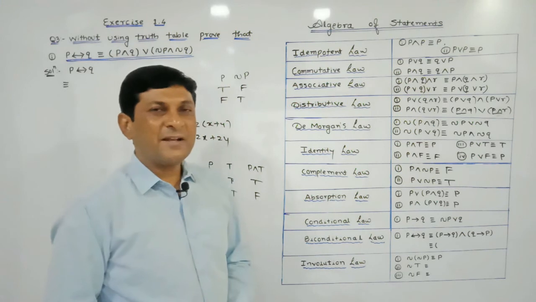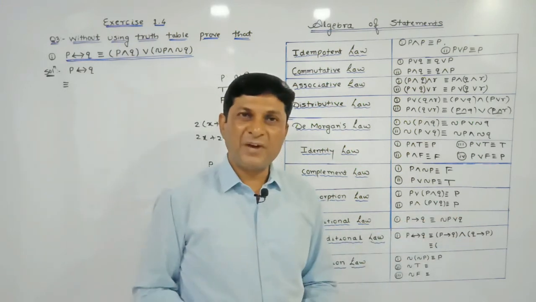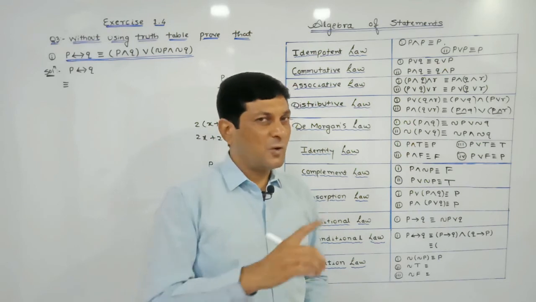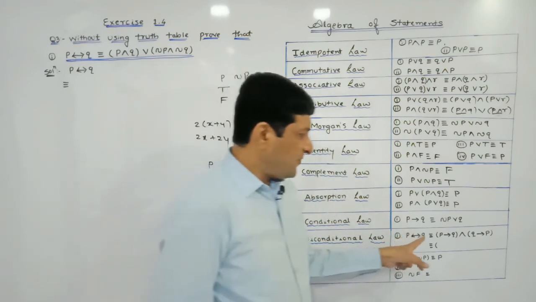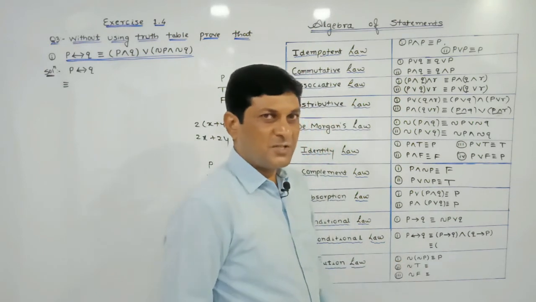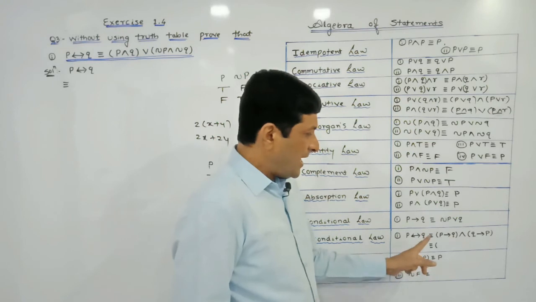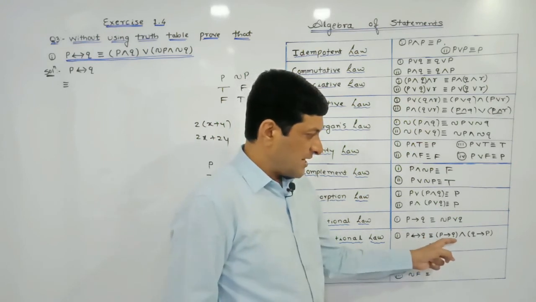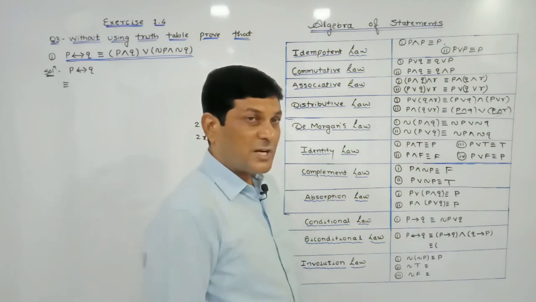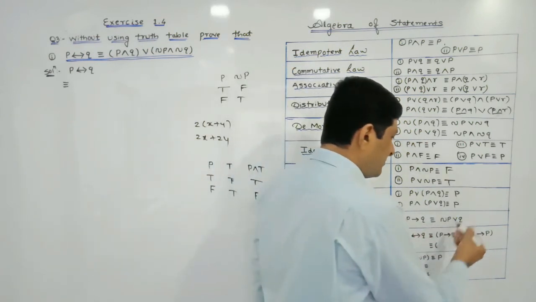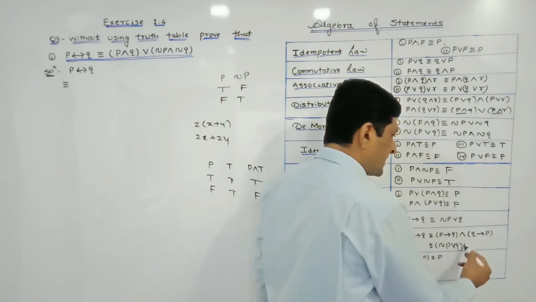Now conditional law. Already we have applied conditional law in the last exercise, that P implies Q is always equivalent to what? Negation P or Q. Now biconditional law. So P if and only if Q. Biconditional is denoted by what? Double implication. It implies that P implies Q and Q also implies P. Means it can be written as P implies Q and Q implies P. But according to conditional law, P implies Q can be written as what? Negation P or Q. Keep this AND as it is.